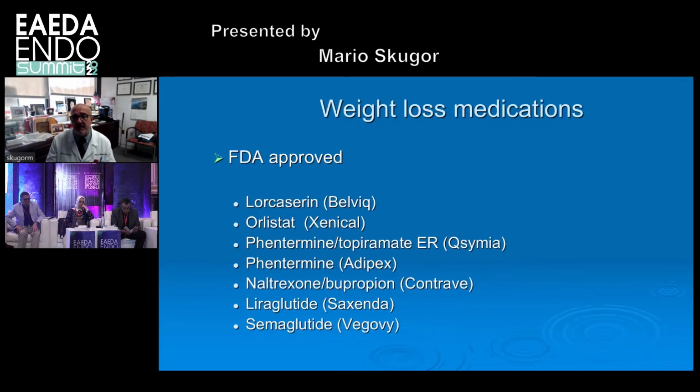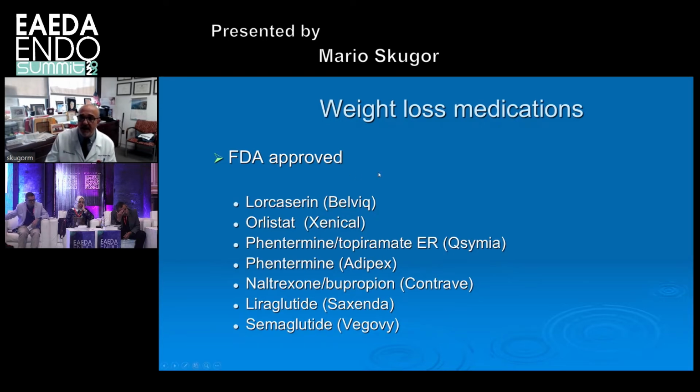So what do we have in terms of medication? In the United States, the FDA approved several medications. We have lorcaserin. I'm not going to go through the brand names because they might be different in Egypt and in Africa. So lorcaserin is one, orlistat is another one. We have a combination of phentermine, a slight stimulant, and topiramate that is used in combination. Then we have phentermine alone. We have a combination of naltrexone and bupropion. And then we have GLP-1 analogs. Liraglutide is approved in a higher dose for the treatment, and semaglutide.